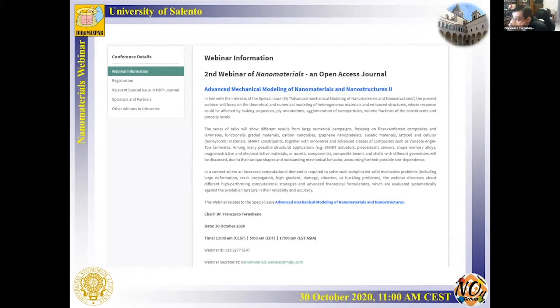Among many possible structural applications, composite beams and shells with different geometry will be discussed due to their unique shapes and outstanding mechanical behavior, accounting for their possible size dependence. In a context where an increasing computational demand is required to solve such complicated solid mechanical problems, the webinar discusses different high-performance computational strategies and advanced theoretical formulations, which are evaluated systematically against the available literature in their reliability and accuracy.